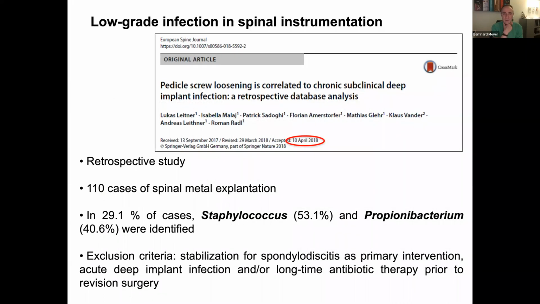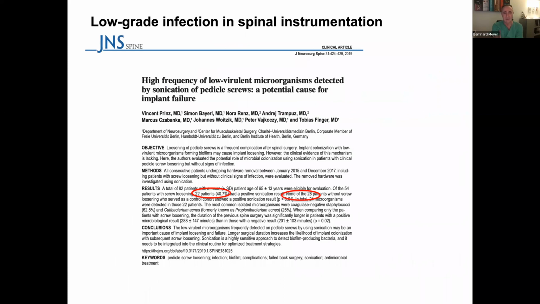Then in 2018, there is another retrospective study that shows that when they explanted their material in 110 cases, they could see that in 1/3 of the cases, they found bacteria. Obviously, there were flaws to that study, like with every other retrospective study.